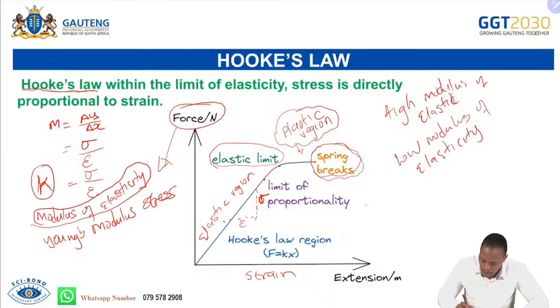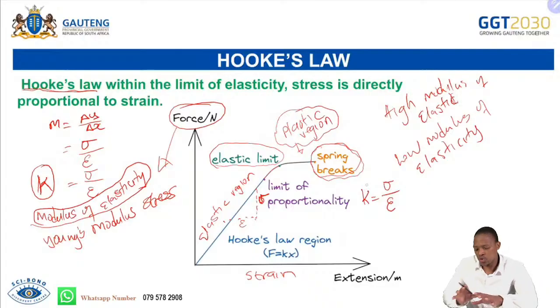Even the formula itself tells you K is equal to stress over the strain. If it gets more strained, then it means K is going to be less. If this one is big, this one is less. As you can see, they have an inversely proportional relationship there. So if we have more strain, then it means we have less modulus of elasticity.